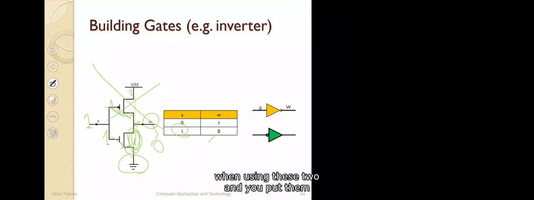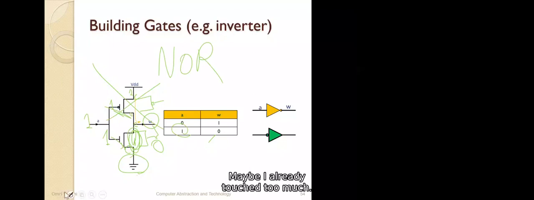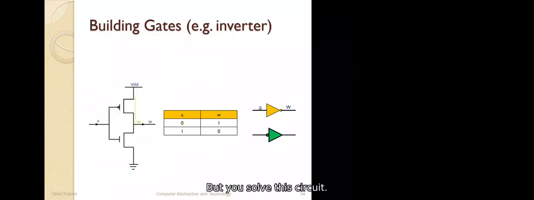And when using these 2 and you put them together, another PMOS and NMOS here, and we built this circuit with 4 transistors, we would have a NOR function. And this is why we told you that NOR is very good, because it just needs 4 transistors. After the inverter, which has only 2 transistors, putting 2 of the inverters together, then we have NOR. Okay, I won't go through that detail. Maybe I already talked too much. But you saw this circuit.